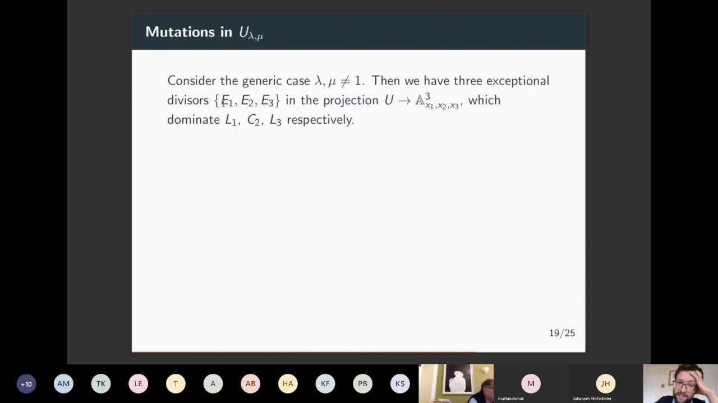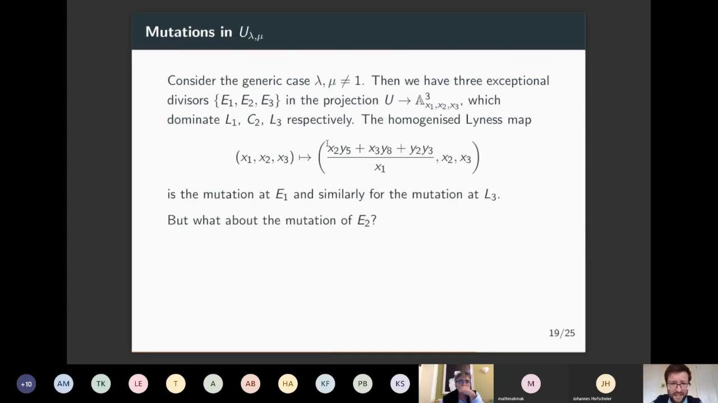The first and the last of these, the ones that dominate the lines, I can do a mutation, which is the change of toric model, given by blowing up L1 and contracting the divisor that is the strict transform of the divisor that passed through that line. And I can do that for each of these 3 centers. If I do it for E1 or E3, like I did for the del Pezzo surface, the mutation here is essentially the Lyness map that we started with, except that I have to homogenize the coordinates nicely, and I haven't applied the cyclic shift here.